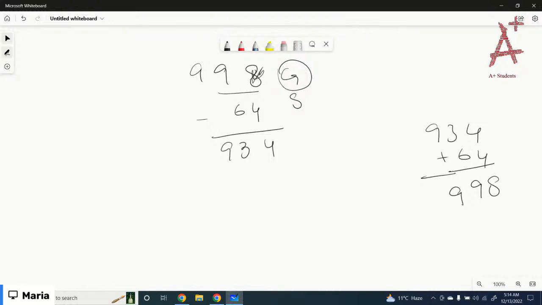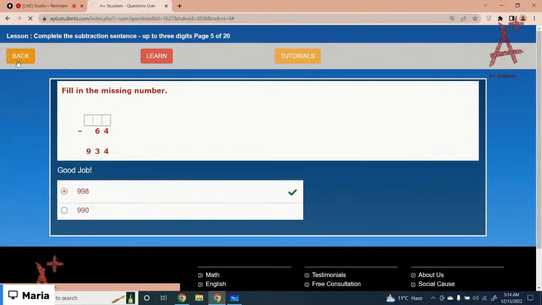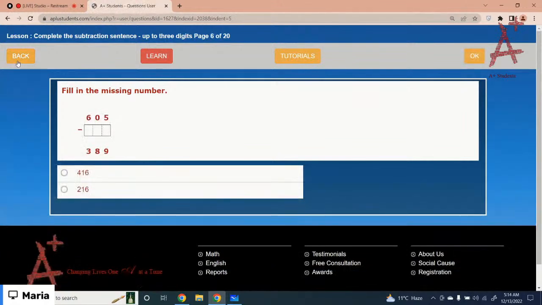Whenever you have to find a greater number, just add the difference and the given number. And whenever you have to find a smaller number, just subtract the greater number and the difference. Got it? So it would be 998. So you can complete the test by yourself later today. Let me just move on to the next question.